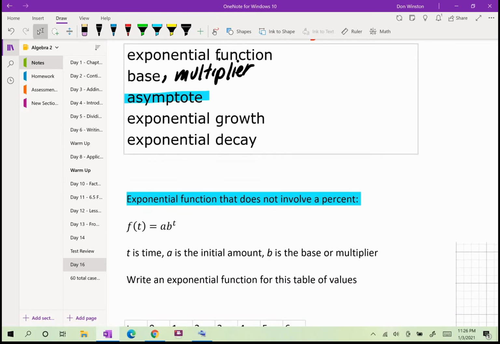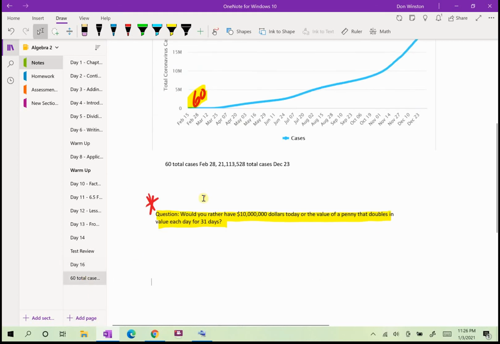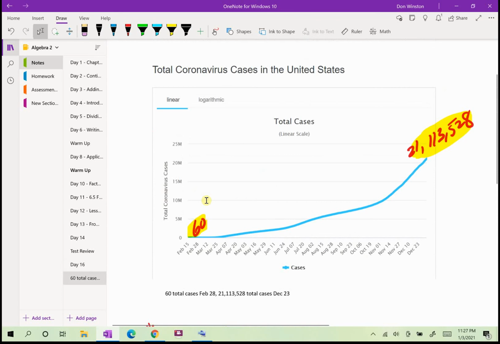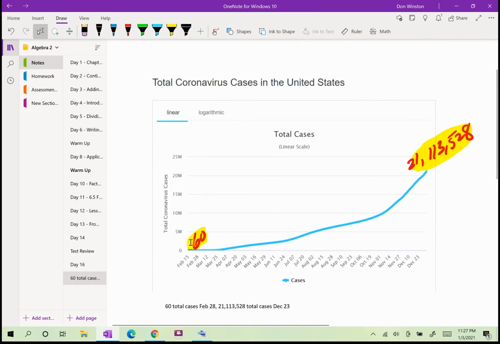So here, the exponential function. The form of an exponential function that does not involve a percent, and we'll take a look at one that does involve a percent, is this: f of t is equal to a times b raised to the t. It's always helpful to look at exponential functions with respect to time, because that's where they make the most sense. In fact, the total growth in COVID-19 cases, we looked at that over time.